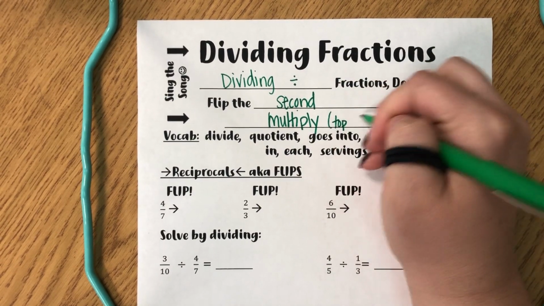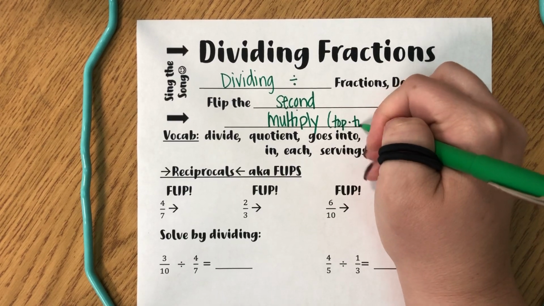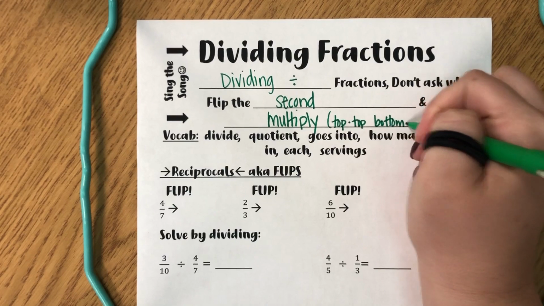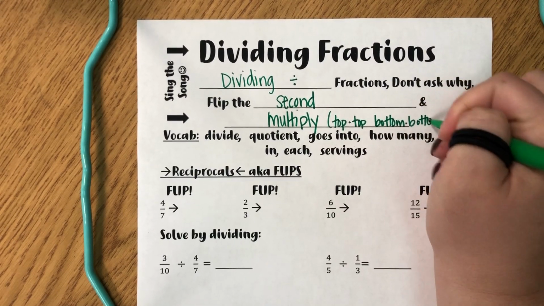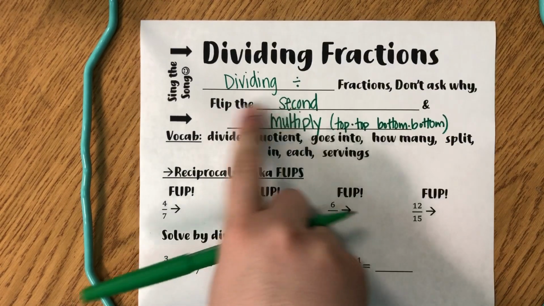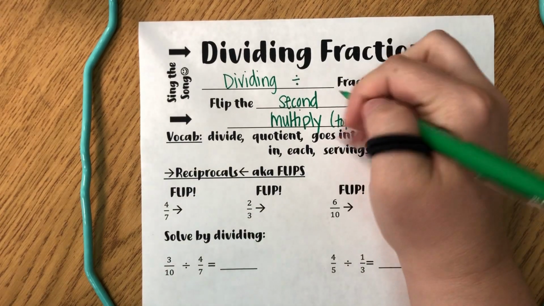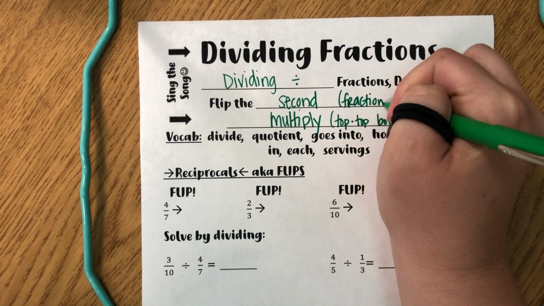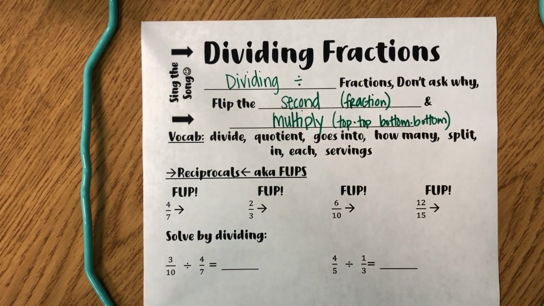So remember, multiplying is top times top and bottom times bottom. We know that part, but we've got to figure out what this flip the second means. When they say flip the second, they are talking about the second fraction. Again, the song goes: dividing fractions, don't ask why, flip the second and multiply.